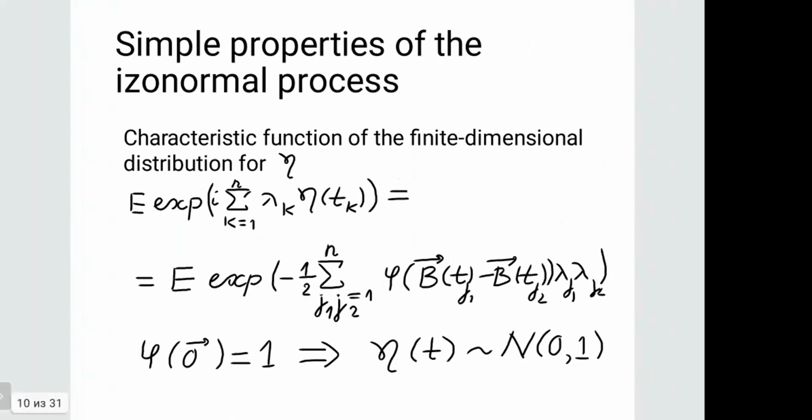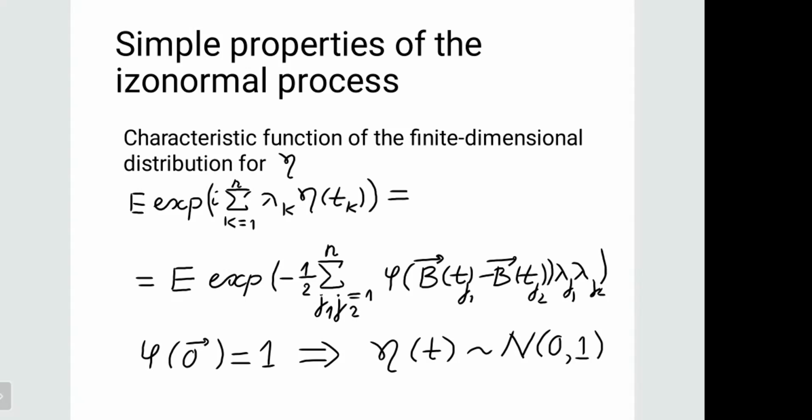Let us calculate the characteristic function of the finite dimensional distribution for eta. The expectation of this exponent is equal to, I am taking the initial expectation, the conditional expectation, just fixing the Brownian motion B. Then we will get the following expression, and we see all statements of the lemma. For example, if n is equal to 1, then the expression inside of the brackets under the exponent is just equal to minus 1/2 lambda squared. So it doesn't depend on the Brownian motion B, and we see that eta_t has a normal distribution.